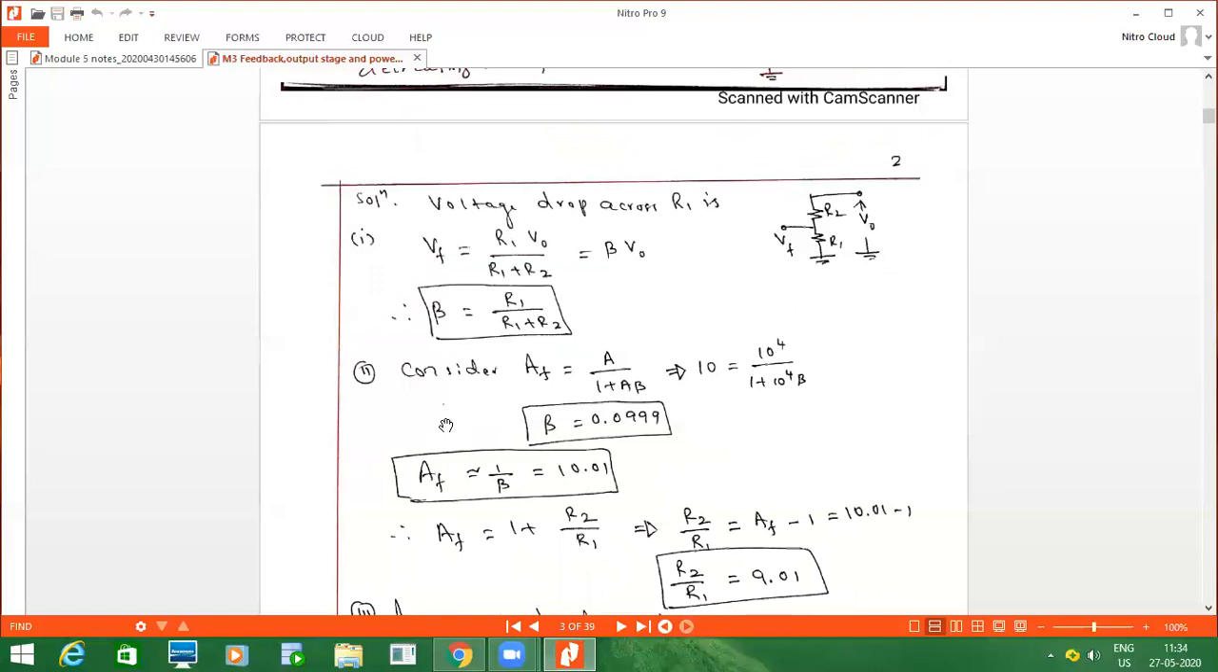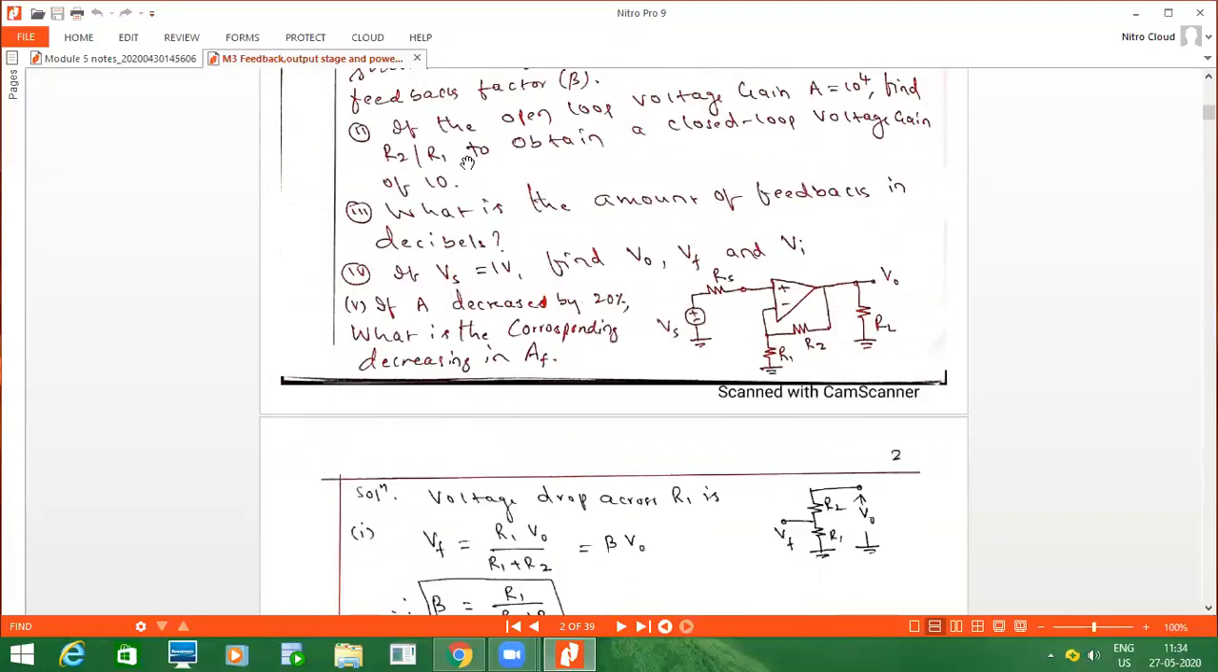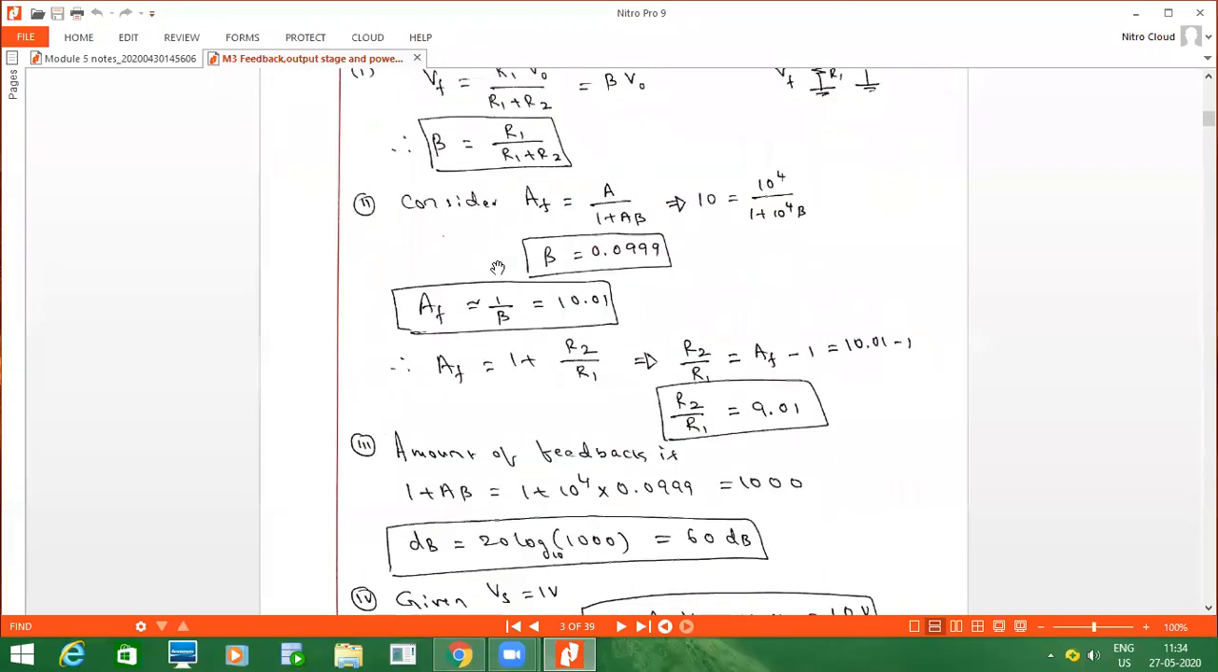Second question: if the open loop voltage gain A is equal to 10 to the power of 4, find R2 divided by R1 to obtain a closed loop voltage gain of 10, correct? For that I am going to consider this equation: AF is equal to A divided by 1 plus A beta. AF is given as 10, A is given as 10 to the power of 4. I substitute these two quantities in the general formula and get beta equal to 0.0999. Okay, so beta is equal to 0.0999.